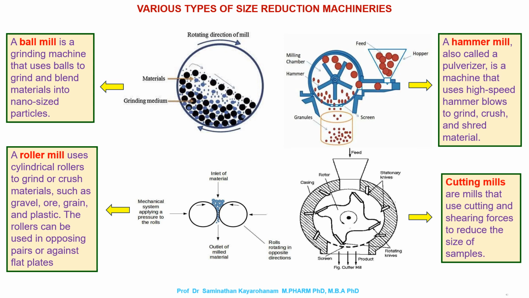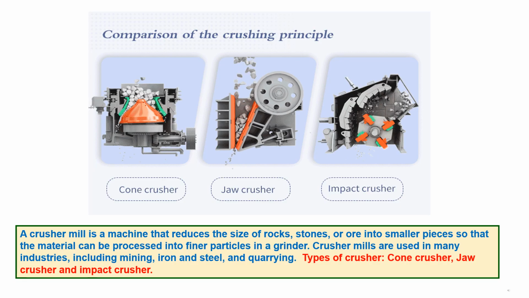A hammer mill, also called a pulverizer, is a machine that uses high-speed hammer blows to grind, crush, and shred material. Cutting mills are mills that use cutting and shearing forces to reduce the size of samples. Comparison of the crushing principle.